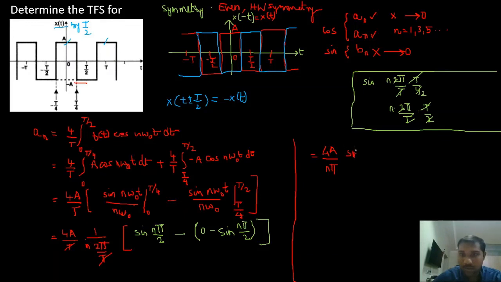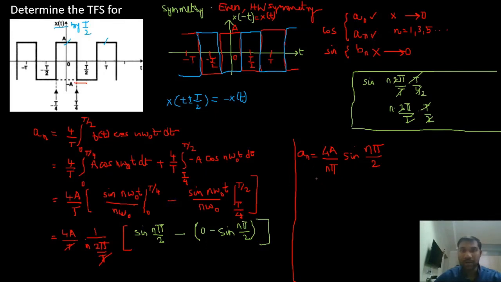4A by n pi sine n pi by 2. That is my a n. So this is my a n.